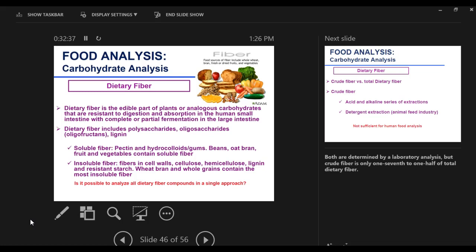Because these different components differ in characteristics, it's very hard to analyze all of them in a single approach. So we have different approaches and sometimes a very lengthy procedure to be able to identify and determine the quantities of each component. Okay. Rachel can speak to the lengthy procedure. Right? Okay.